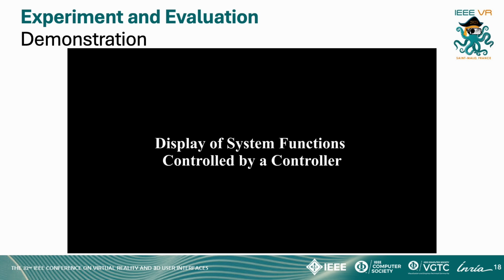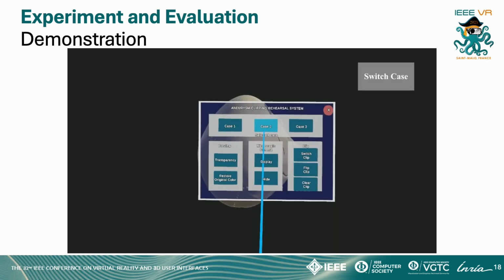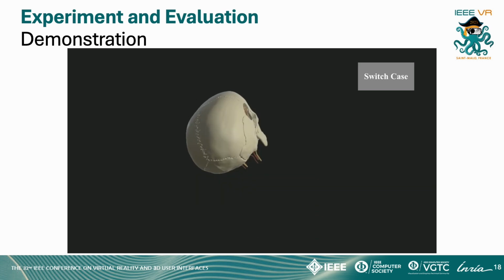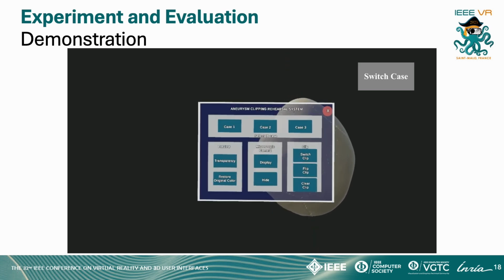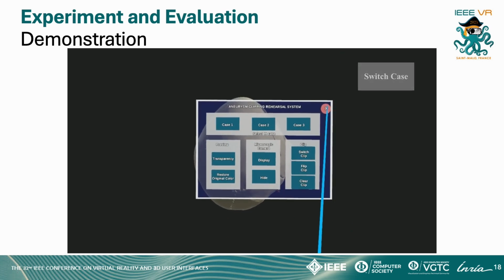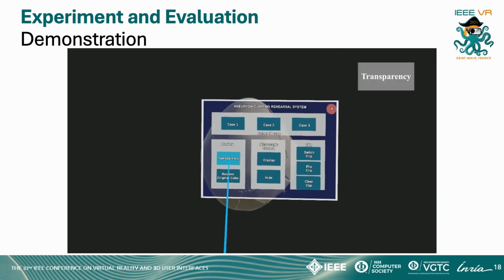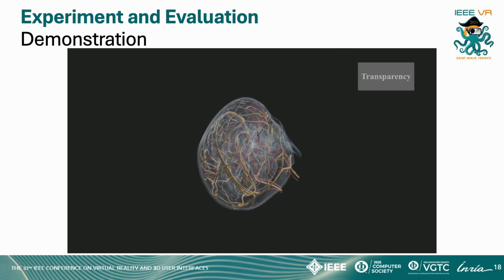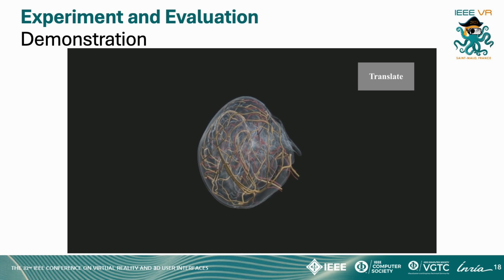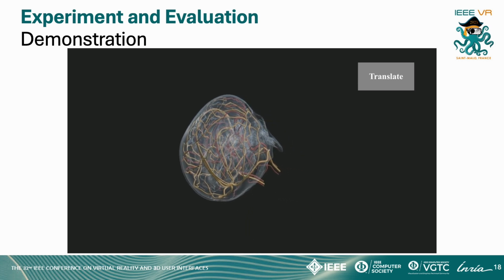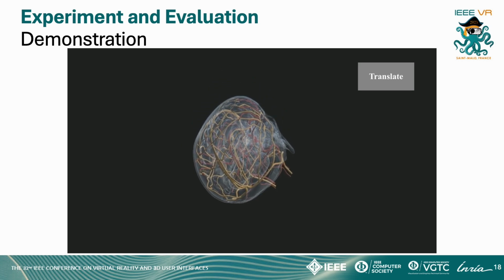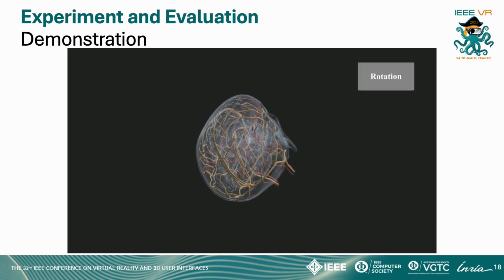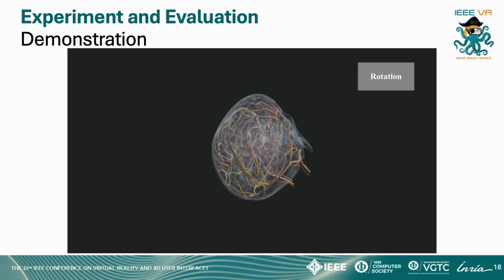Here we will demonstrate our system. First, we have the system's functionality controlled by a controller that emits rays to switch between aneurysm cases. We have preloaded 3 cases. Then we show how to switch the brain model's rendering mode. The transparent mode allows for better spatial perception of the lesion area. At the same time, the controller's dial can be used to move and rotate the model.